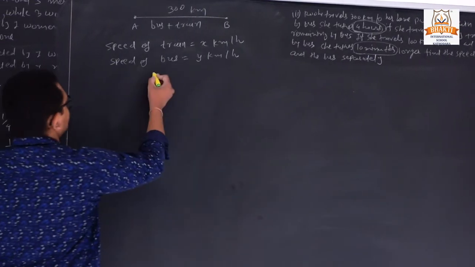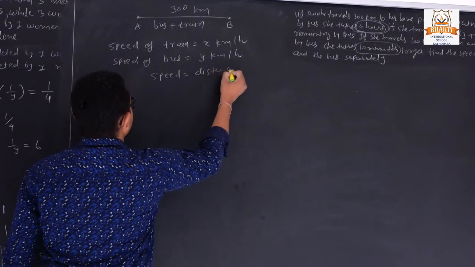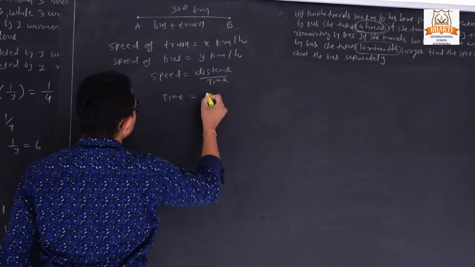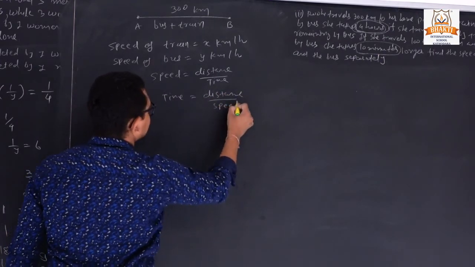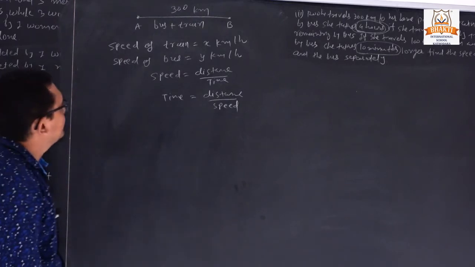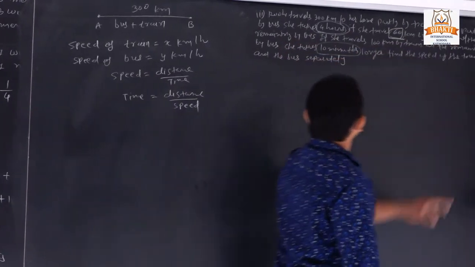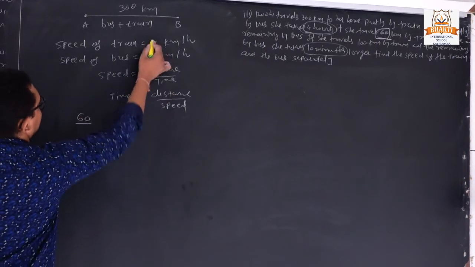So now what is the formula for speed? Speed is equal to distance upon time. So we can also write it like that, time is equal to distance upon speed. Clear? Time is equal to distance upon speed. Now starting from here, 60 km by train. So distance is 60 and speed of train is x.